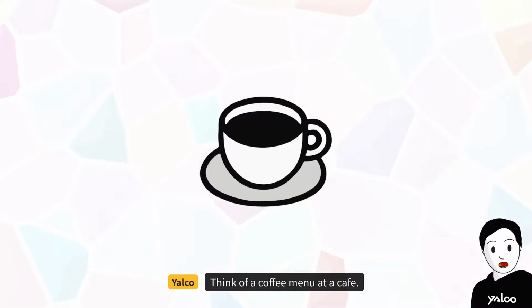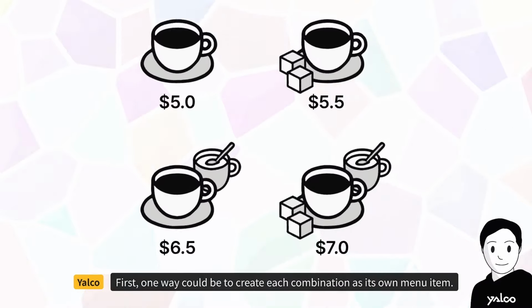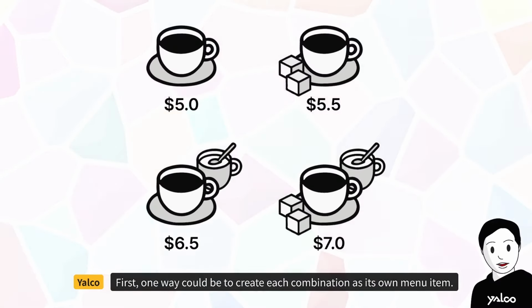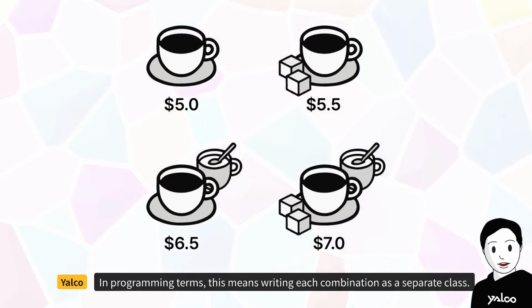Think of a coffee menu at a cafe. How would you allow orders of basic coffee with added sugar or milk? First, one way could be to create each combination as its own menu item, like basic coffee, coffee with only sugar, coffee with only milk, coffee with both, and each would take up space on the menu. In programming terms, this means writing each combination as a separate class.